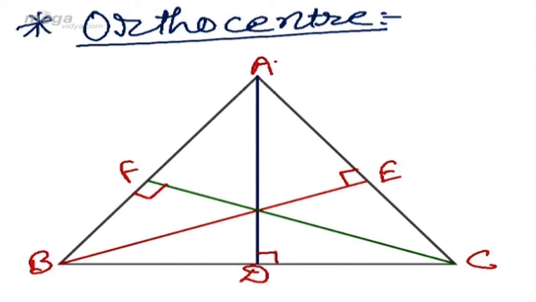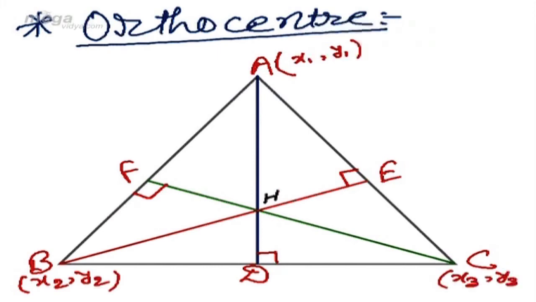Now, these three altitudes intersect at a common point, and this common point is called the orthocenter, generally denoted by H. Now you have to find out the coordinate of this H, if the coordinates of A as x1, y1, B as x2, y2 and C as x3, y3 are given.